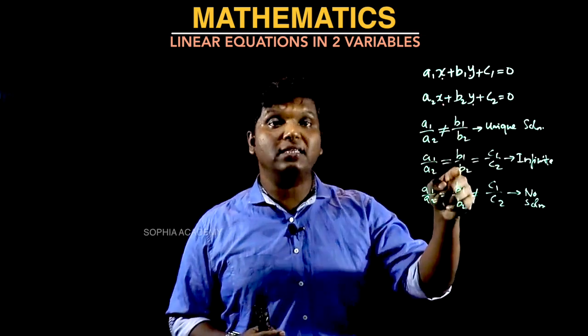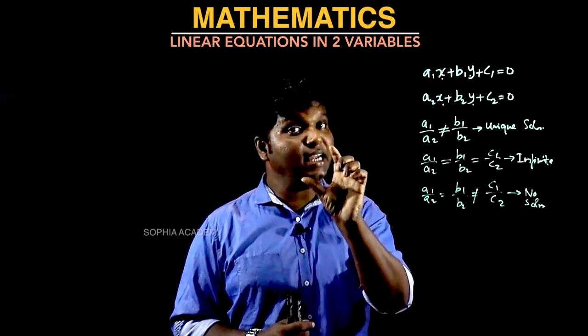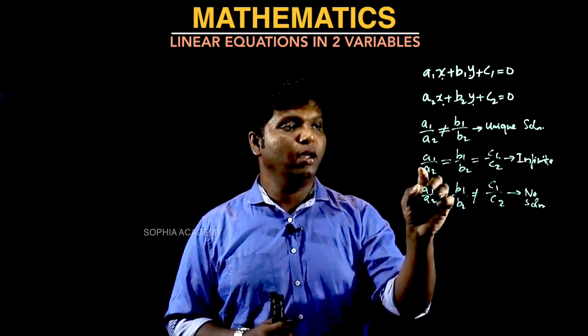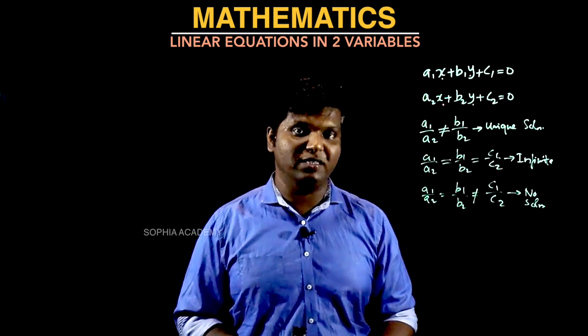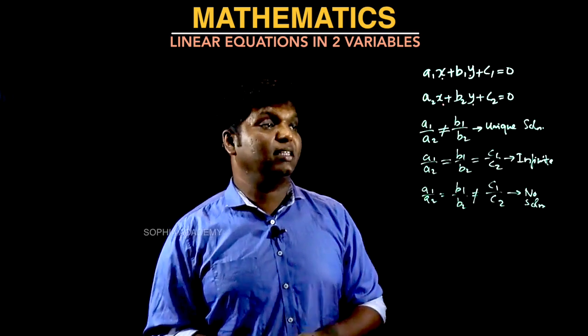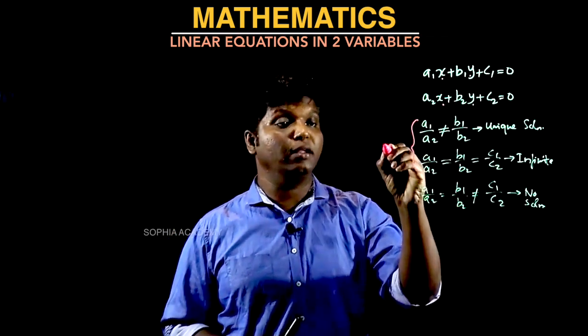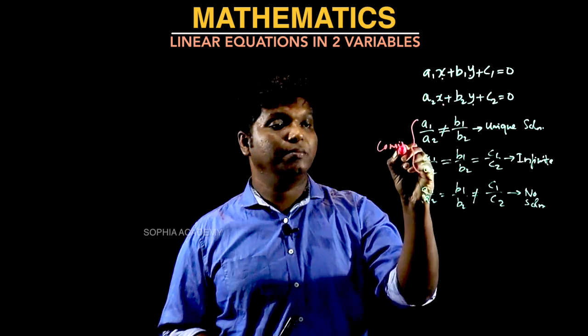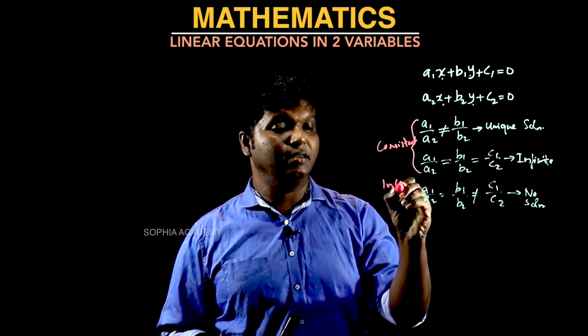But in these two cases there is a solution. Here there is a single, unique solution. But here there are plenty, numerous, infinite numbers of solutions. So in this case we can say that these two kinds of equations together we call consistent, and this one will be inconsistent.